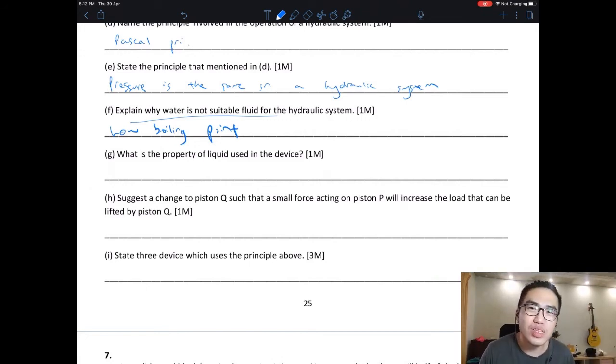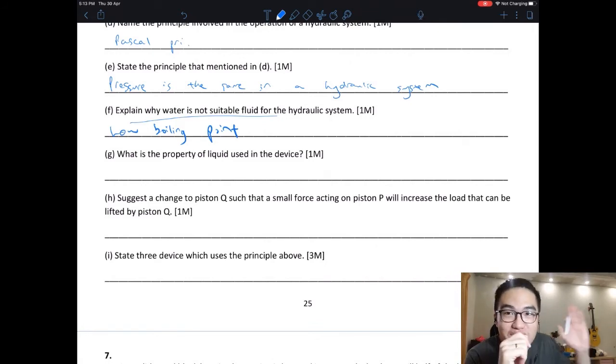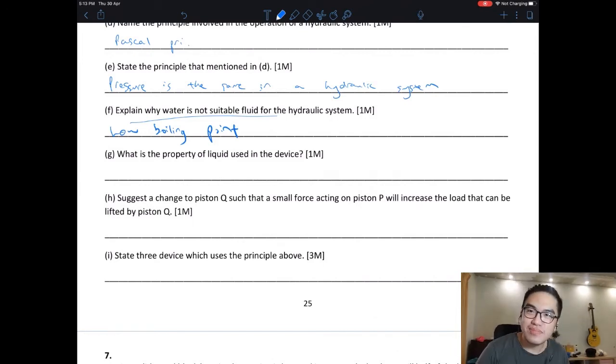So why don't we use water? Water has a low boiling point. In a hydraulic system, it gets very hot, because you are pressing with a lot of force, and some of the force is changed into heat. So when you have heat, water will boil. When water boils, you have air inside the system. Like I said just now, liquid cannot be compressed, but air can be compressed. So when you step onto the brake pedal, you are pressing on the air, you're not pressing on the brake. Good luck, you're gonna crash into the wall.